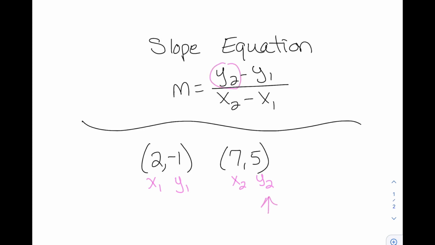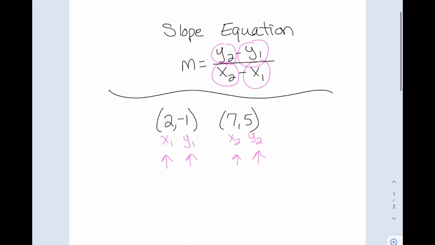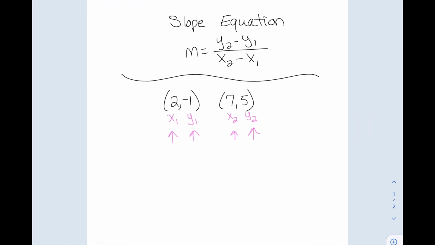The y2 is right here, that's 5, and then the y1 is -1. x2 is 7, and x1 is 2. The thing you have to be careful about is the negative signs. This formula is wanting you to subtract those values. So you have to be careful when you have a -1 like we do for our y1. All right, let's get started. I like to write it out here so that we don't forget we need to use everything, and it has to be in this order.